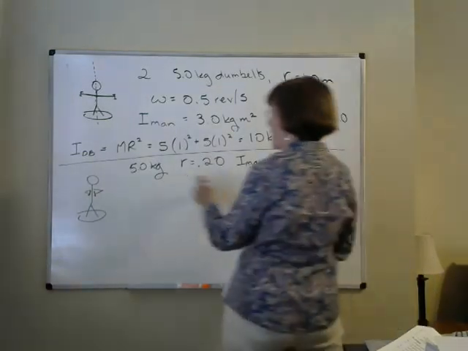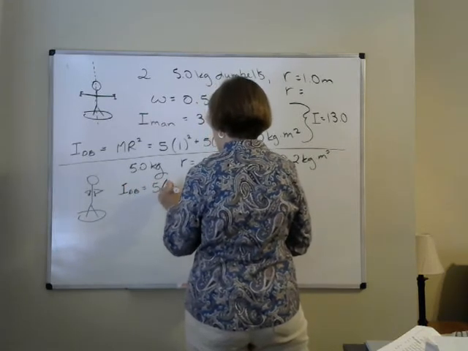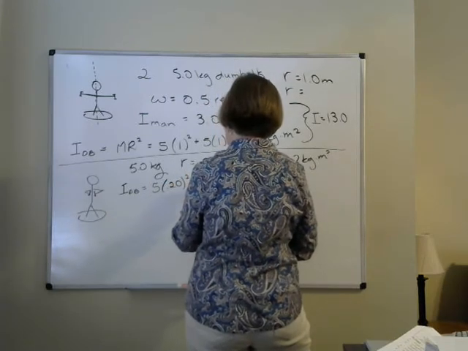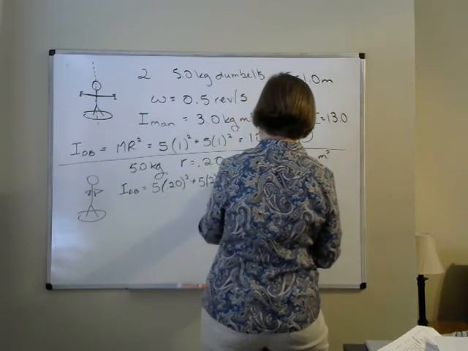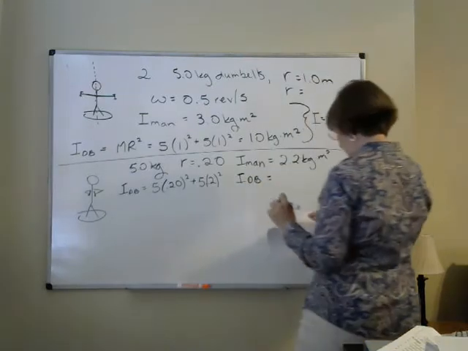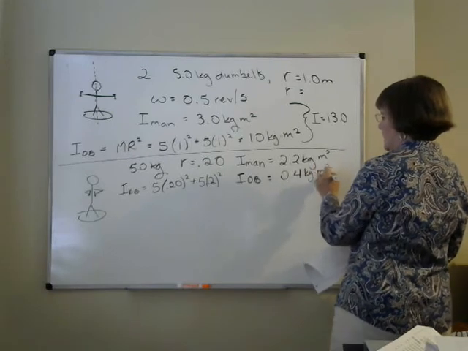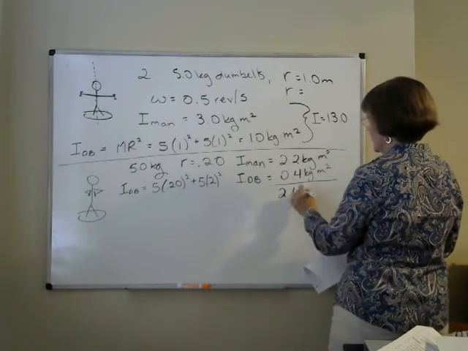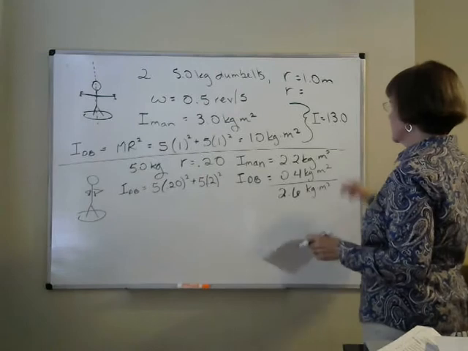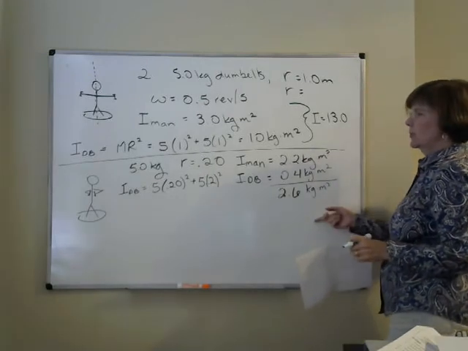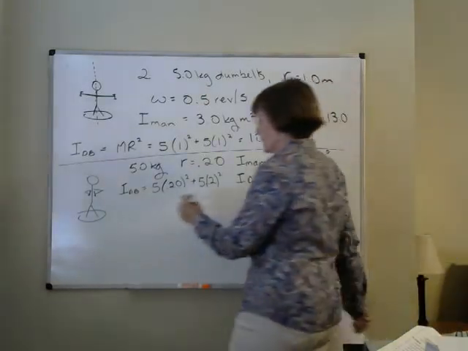All right, so the moment of inertia for the dumbbells is 5 times 0.2 squared plus 5 times 0.2 squared. And it came out to be 0.4. So now our total is only 2.6 kilogram meters squared. That's a pretty dramatic switch from 13 down to 2.6. All right, let's look how that's going to affect conservation of momentum.